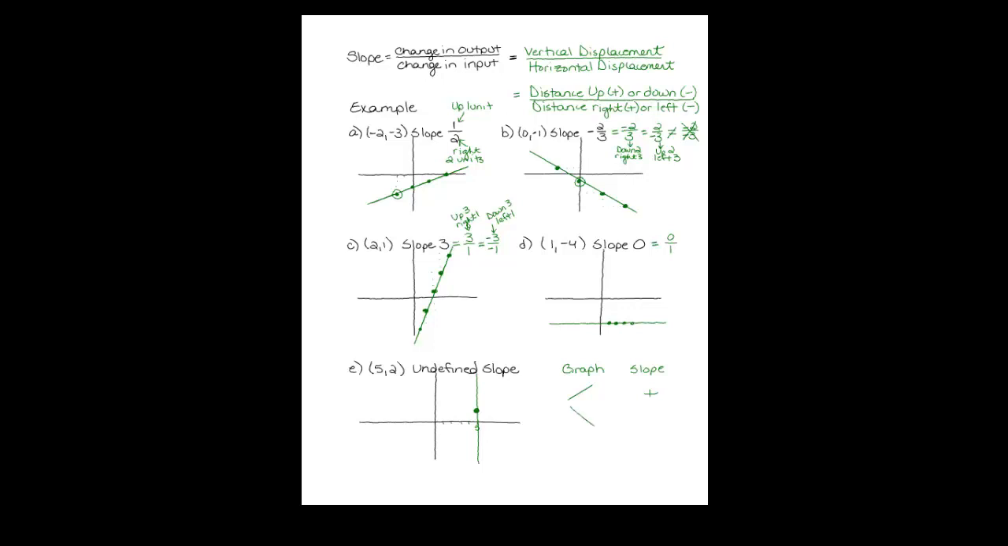If the graph is decreasing, the slope should be negative. If it's horizontal, the slope should be 0. And if it's vertical, the slope is undefined. All right, remember this. Draw a box around it here. This is going to be a very quick, easy check to make sure you have the line drawn correctly.